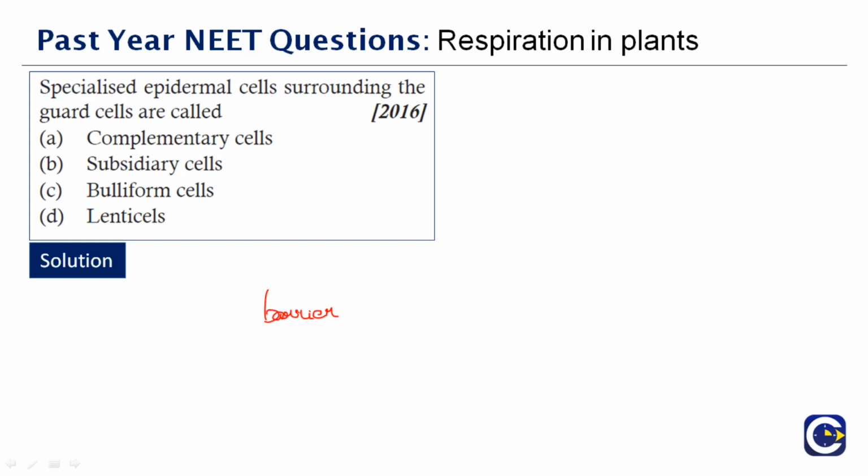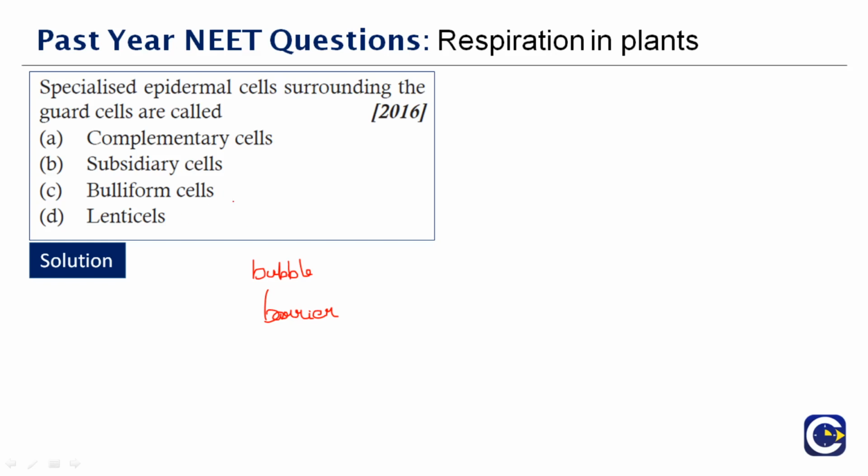Before going into subsidiary, what do you mean by bulliform cells? See, bulliform cells are actually large bubble-shaped cells. They are bubble-shaped epidermal cells that occur in groups on the upper surface of the leaves and especially found in monocots. So, specialized epidermal cells that surround the guard cells, what are they asking here? This will not surround guard cells, therefore this is not the answer.